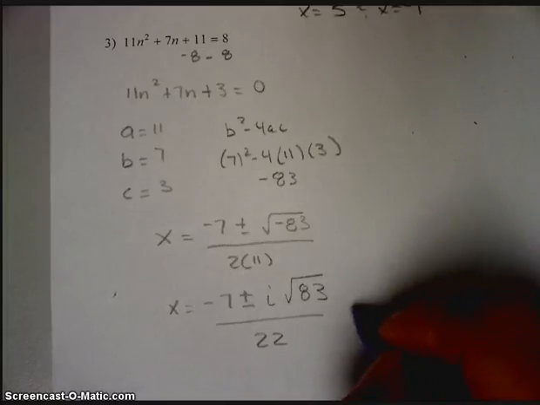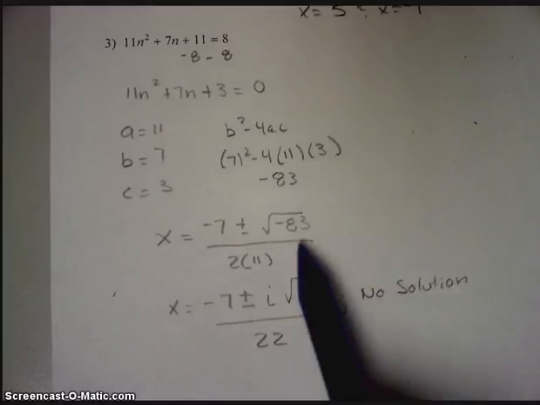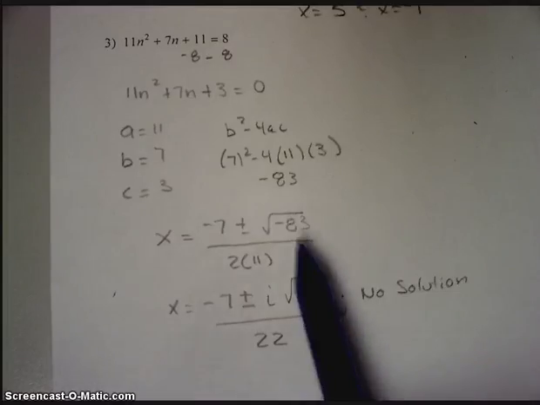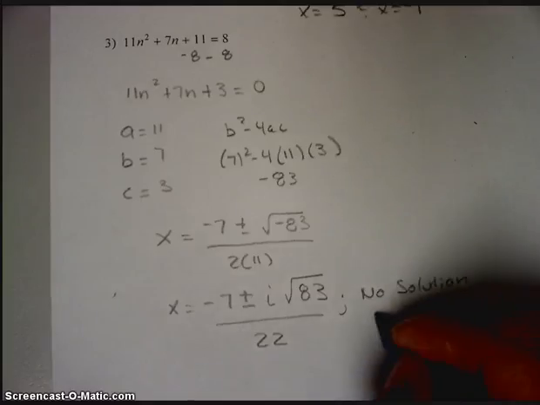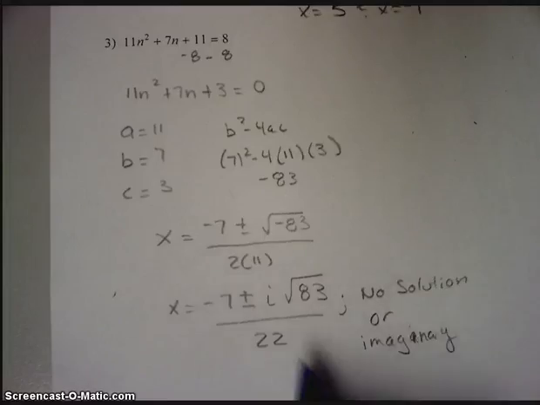Or, ladies and gentlemen, we might also see this as no solution, because in Algebra 1 we don't really get into negative numbers under the radical. But I didn't want you to be confused if you go into Algebra 2, because it's really not no solution, it's imaginary. So we always call this an imaginary solution. Anytime you get a negative under the radical, remember it's an imaginary solution. If you still have any questions on the quadratic formula, make sure you see me in class.